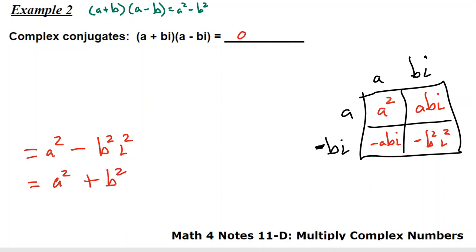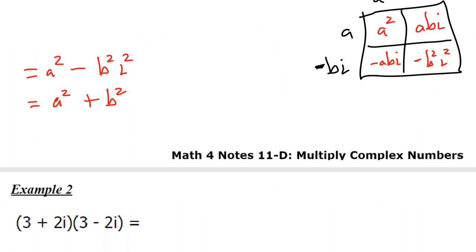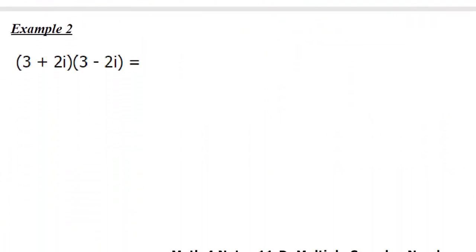Well, looky there. There was an unexpected surprise. Instead of A squared minus B squared, this is going to be A squared plus B squared. But considering that i squared is in the mix, this should not be terribly surprising. So watch what happens when we do it down here. To 3 plus 2i, 3 minus 2i. Watch what happens there.